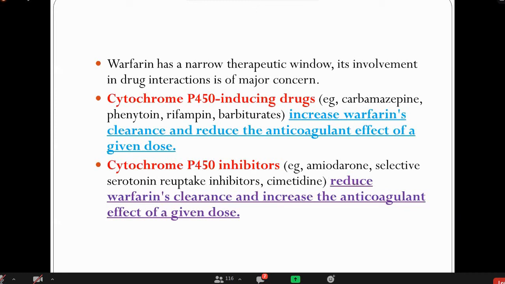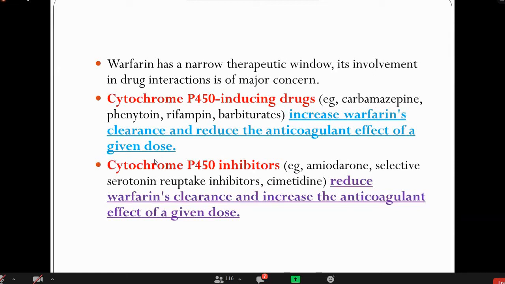Now, one point we have already discussed: warfarin has drug-drug interactions, because warfarin is metabolized by the cytochrome P450 enzyme family. So if any other drug inhibits the metabolism of warfarin, ultimately the level of warfarin will rise and it will produce toxicity. Similarly, drugs like carbamazepine, phenytoin, rifampin and barbiturates stimulate or induce P450 enzymes. So metabolism is quicker, which increases warfarin's clearance and reduces the anticoagulant effect of a given dose.